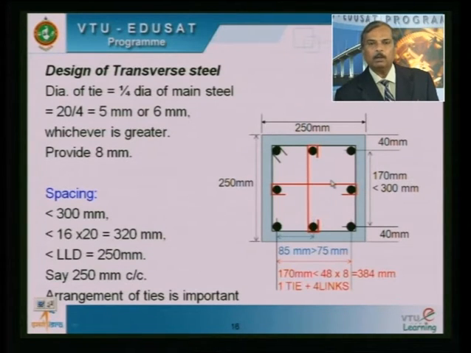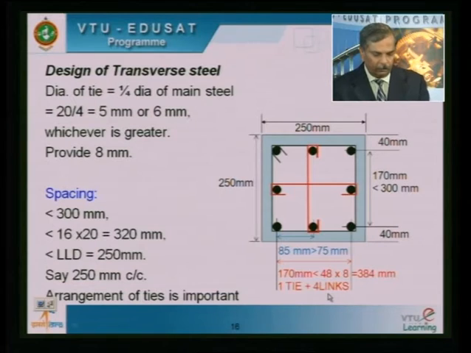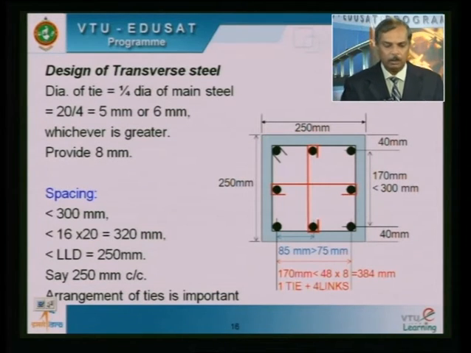Now to decide whether open link or closed, you need this distance. That distance is, you can see 170, but 48 times the diameter of the bar is the criterion, which is 384. In fact, this value of 170 between the corner to corner bars is less than 384. So obviously we have very less concrete in the core to confine. So open tie is sufficient. What is the configuration? 1 tie plus 2 open links. So this is how you need to identify the internal configuration of the tie depending on the number of bars.